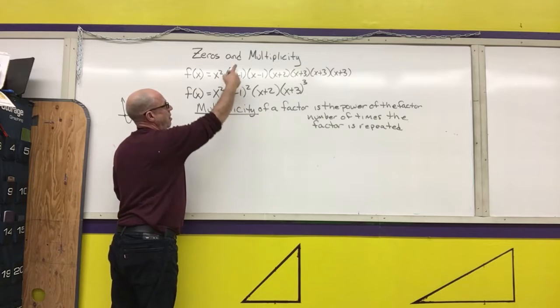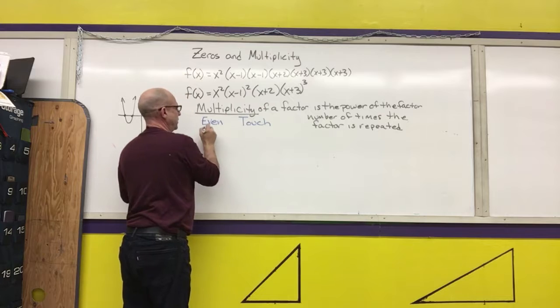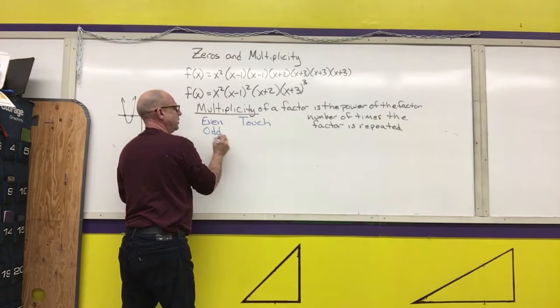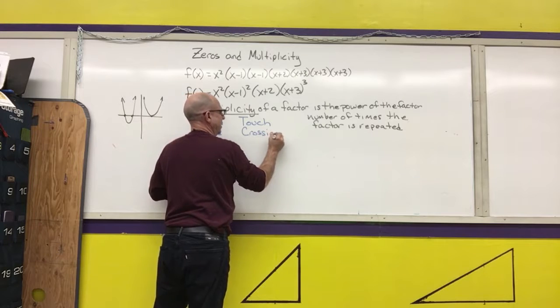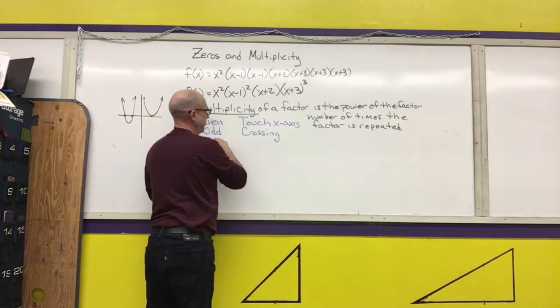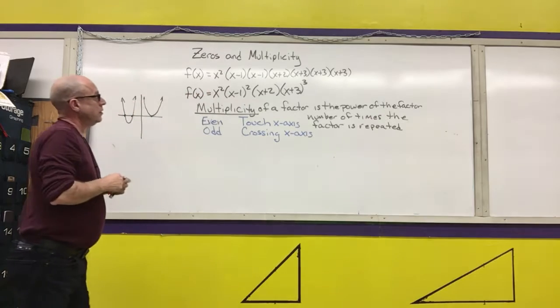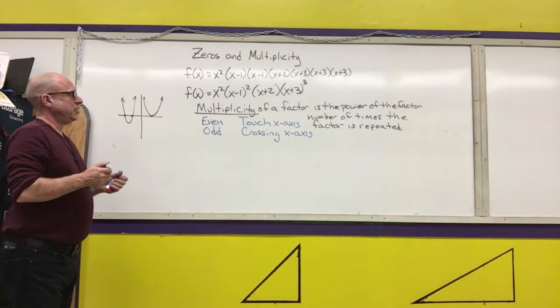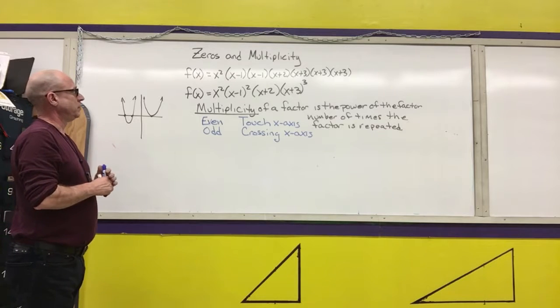our 0, or our x-intercept, we will touch. If our multiplicity is odd, we are going to end up crossing the x-axis. So this one we touch the x-axis. If the multiplicity is odd, we are going to cross the x-axis. So using this information, we can start sketching the graphs for our function.